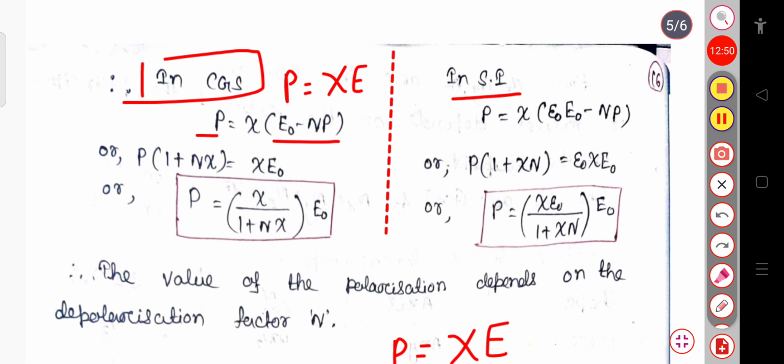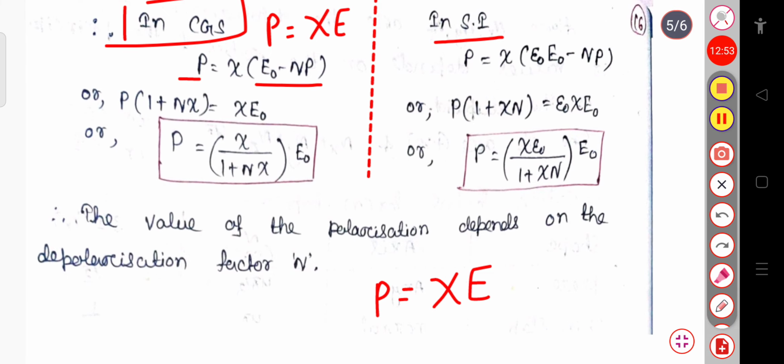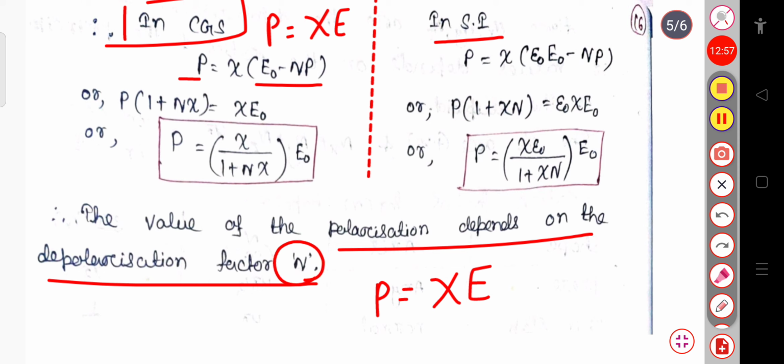So the value of the polarization depends on the depolarization factor N, because the applied field is E naught, but the depolarization factor depends on the geometrical shape of the specimen we are considering. So this is all about the depolarization field and the dielectric susceptibility.